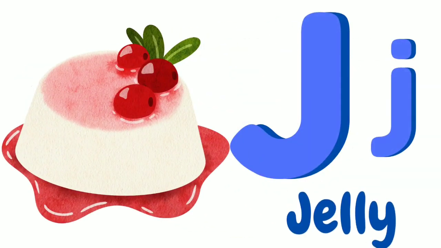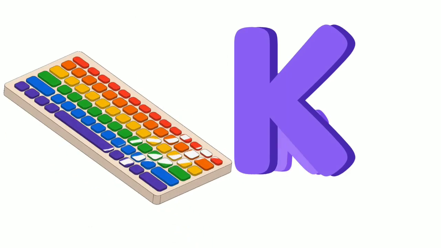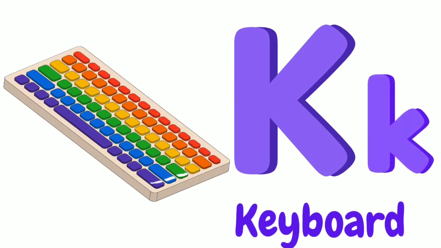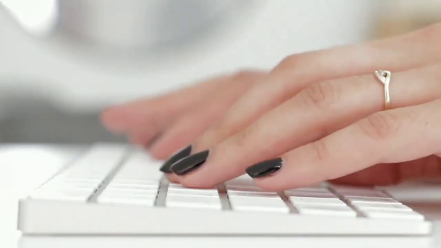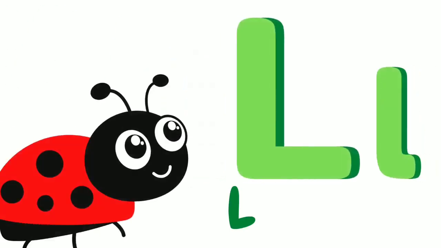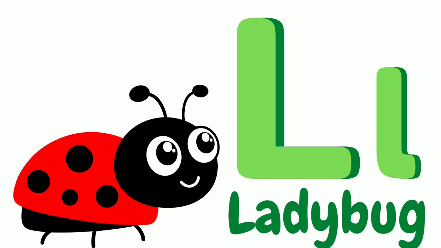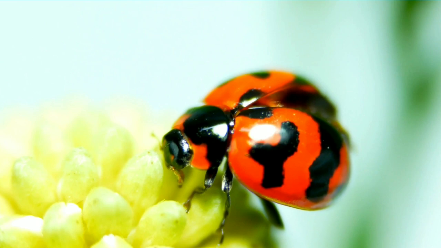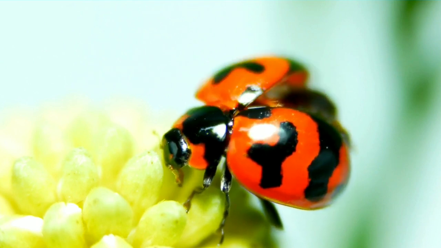J is for jelly. This is a jelly. K is for keyboard. This is a keyboard. L is for ladybug. This is a ladybug.